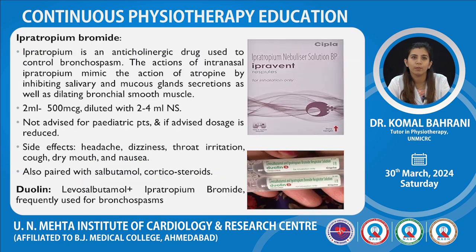Now ipratropium bromide. Ipratropium is an anticholinergic drug used to control bronchospasm. The actions of intranasal ipratropium mimic the action of atropine by inhibiting salivary and mucus gland secretions as well as dilating bronchial smooth muscles. 2 ml contains 500 microgram, diluted with 2 to 4 ml NS. Not advised for pediatric patients, and if advised, dosage is reduced. Side effects are headache, dizziness, throat irritation, cough, dry mouth, and nausea. Also paired with salbutamol and corticosteroids.